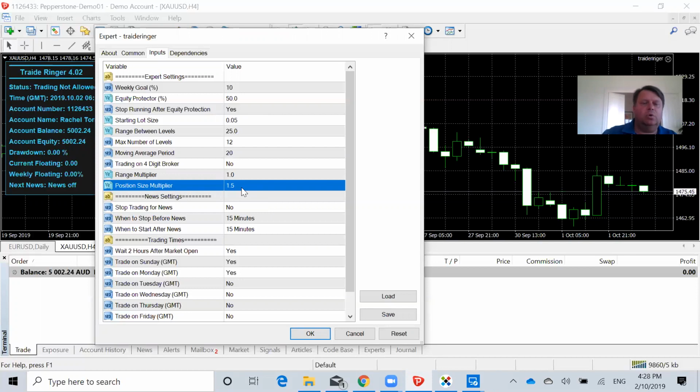Okay, so you need to be growing your lot size coming down or going up when you're against the trade, so that when the trade eventually does move, the ones in the later part of the trade are bigger in size, so they make money faster with that short movement. Okay, so again, start with the position size multiplier of 1.5.